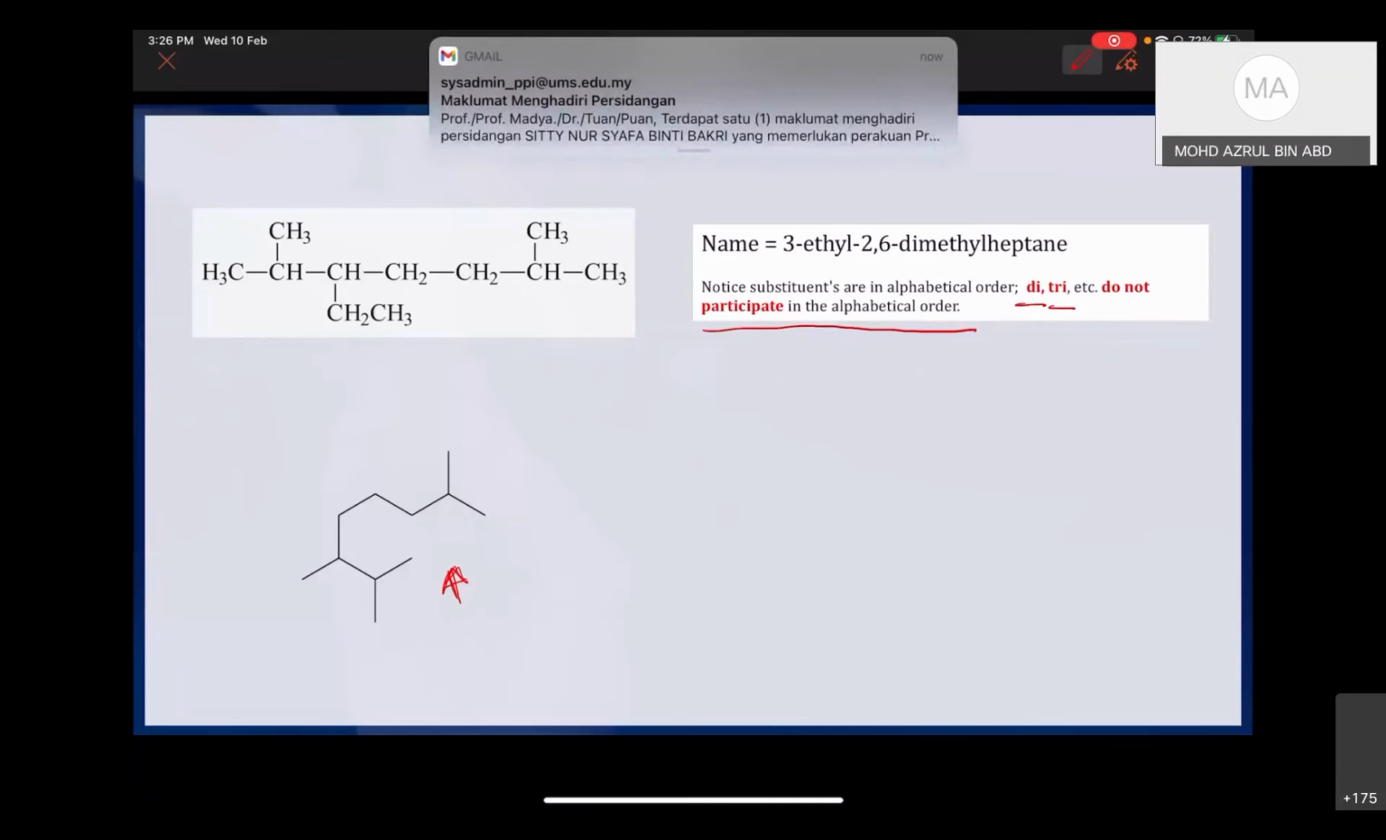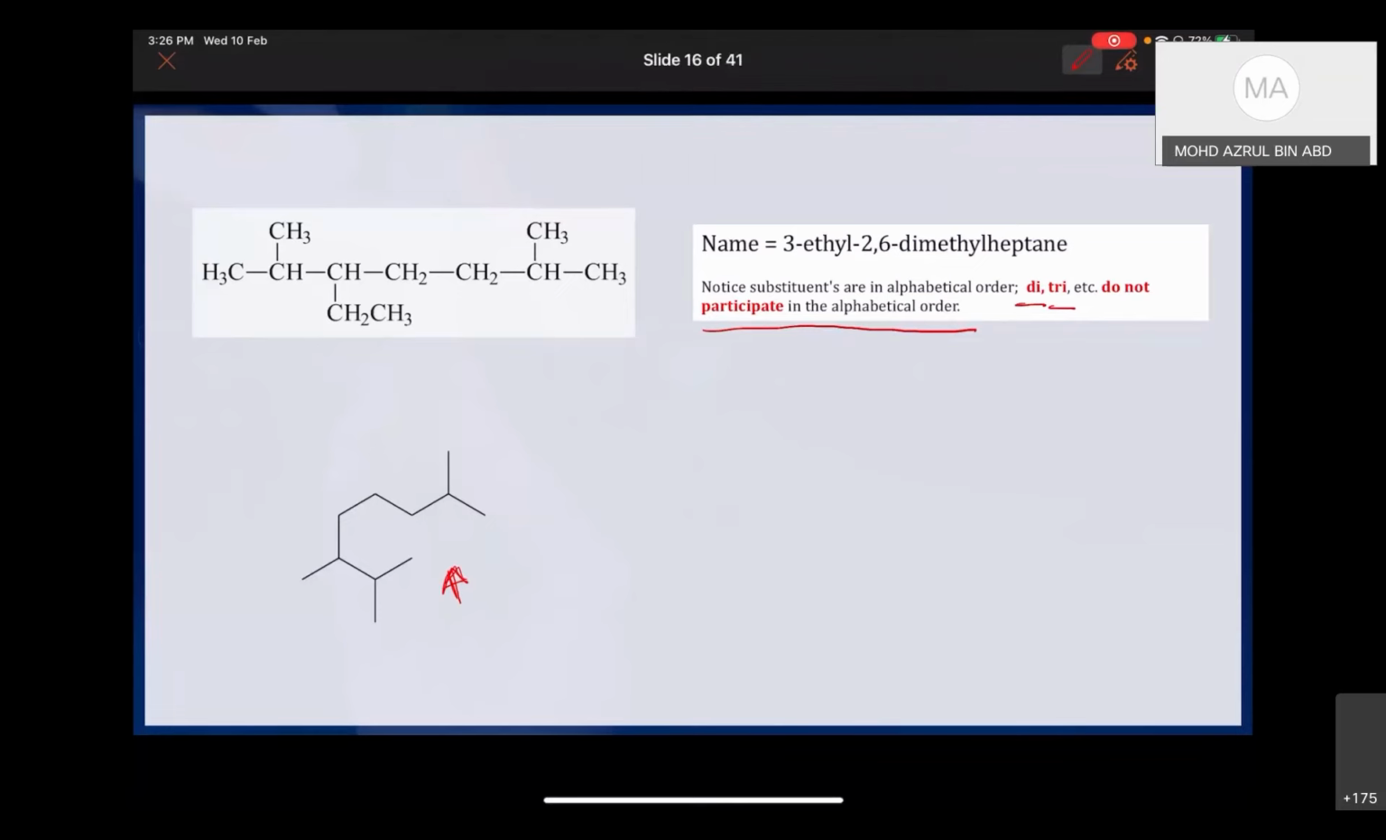Oh, baru nampak. Okay, 2, 3, 7. Apa tadi kamu cakap tadi? 2, 3. Ini ada 2, 3, 7. 2, 3, 7 methyl octane. Betul. Sikit lagi betul, tapi salah. Okay, correct but not correct, because you forgot to add the prefix name.